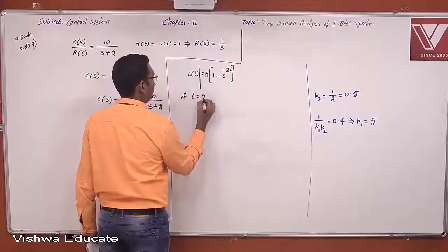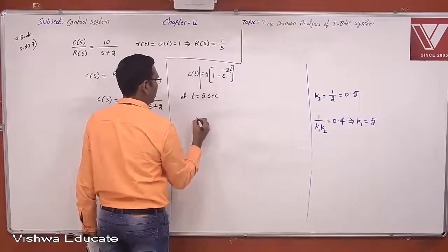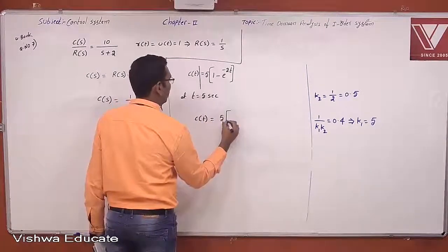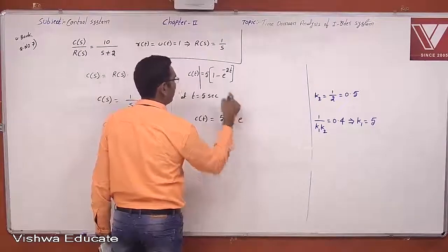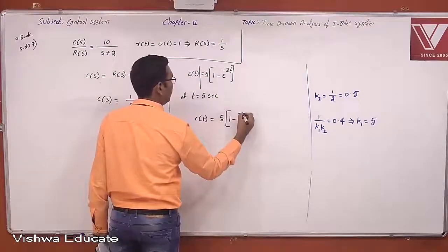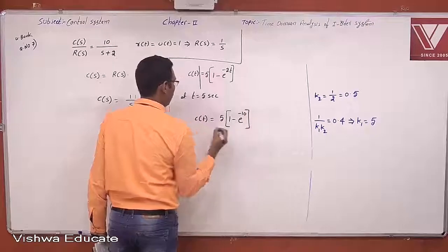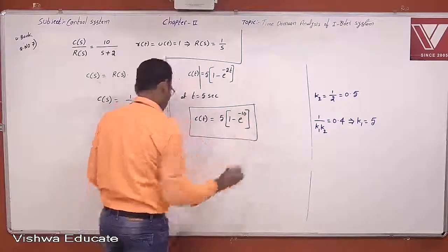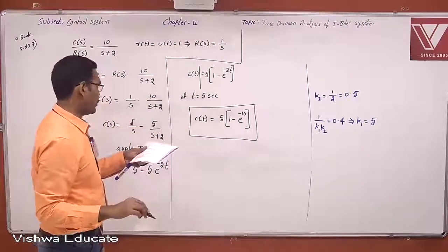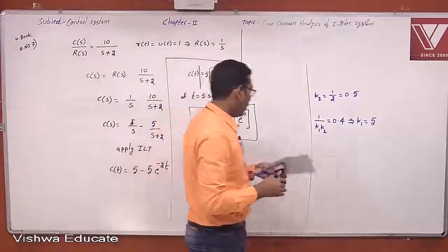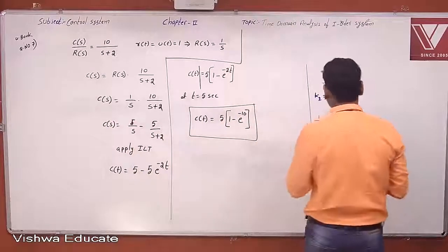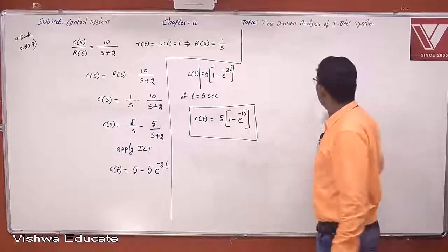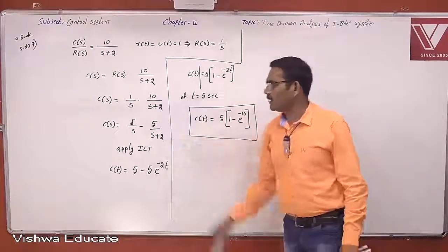At t equal to 5 seconds, therefore, C of t is equal to 5 into 1 minus e power minus 2 into 5, which is 10, so e power minus 10. This is the response at t equal to 5 seconds. Now your option says this is option B. Okay, note down this. At t equal to 5 seconds means that is a time domain, therefore I convert it into time domain.